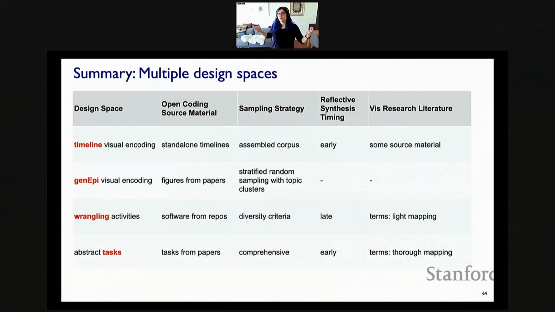In terms of connecting with previous research literature, we basically just mined that for some source material for the Timelines project. We didn't explicitly do a Viz research search, although we were certainly informed by that as part of the GenEpi project. And then we very explicitly tried to make sure we connected to that research, what I'll call a light mapping pass with the wrangling project and a really deep and thorough mapping pass to that previous work in the task project.